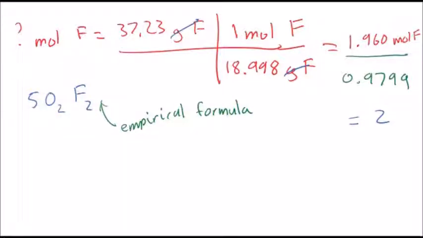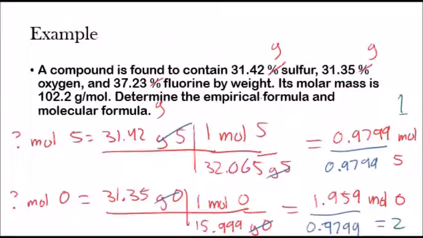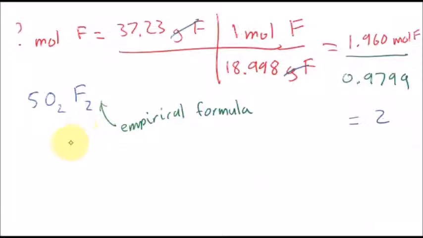Now let's go ahead and determine the molecular formula. So we have the molar mass of the molecular formula here, 102.2 grams per mole, and we're going to have to find the molar mass of this here, the strange compound. So let's go ahead and do that. So we know 1 mole of SO2F2 is going to consist of 1 mole of sulfur, 2 moles of oxygen, and 2 moles of fluorine.